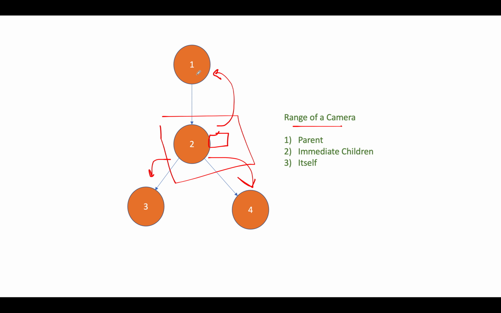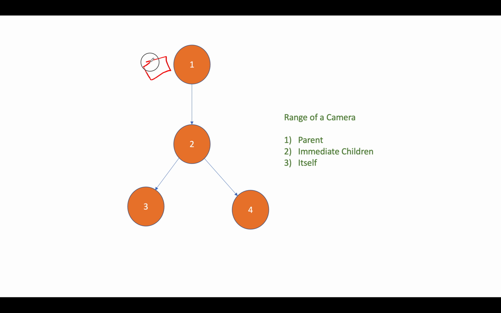Hence we only need one camera for this particular tree. The other possibility could have been where we install a camera at the root of the tree, and 2 cameras at the second level of the tree. In such a case as well, the complete tree is covered. However, the number of cameras required is 3. So the previous solution was better because we intend to find the minimum. Hence, we'll only install one camera in order to cover the complete tree.